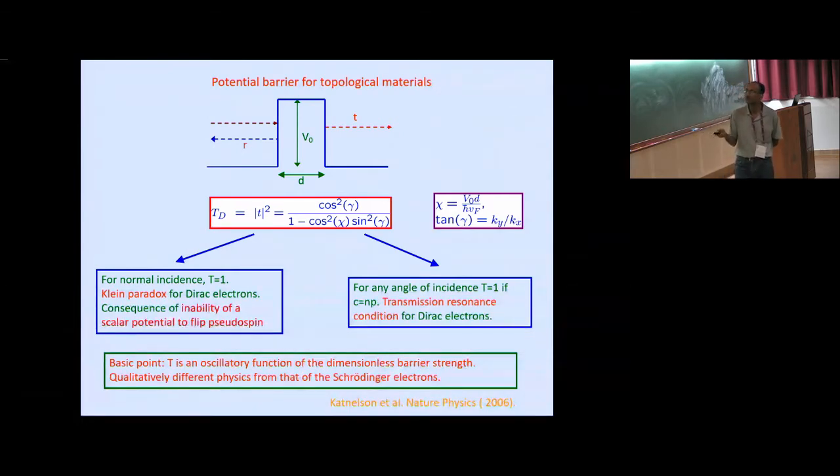And the basic point is that the transmission, and hence any conductance that you calculate, would now be an oscillatory function of the dimensionless barrier strength. That's omnipresent in most of these topological materials.